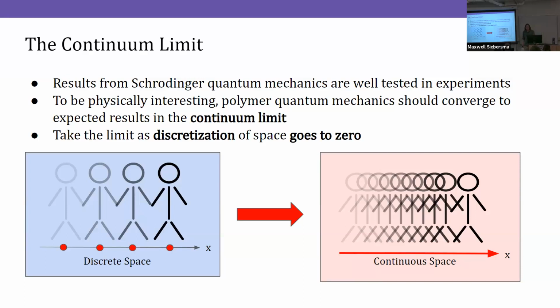So as Oksana or any other experimentalist in the room will tell you, the results that we get from the quantum mechanics we know and love, Schrodinger quantum mechanics, work really well in experiments. And so if polymer quantum mechanics is to be anything physically useful or interesting, those effects have to take place in a regime that's too small for us to measure. So you have to be able to take that discretization and have it go to zero and have results that get back to what we would expect in Schrodinger quantum mechanics. That's the main idea behind the continuum limit.